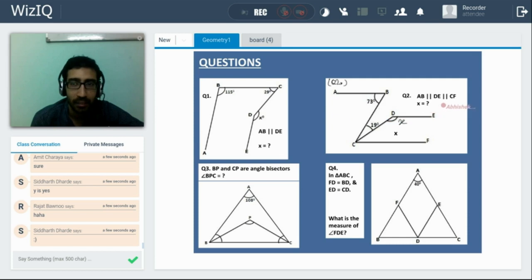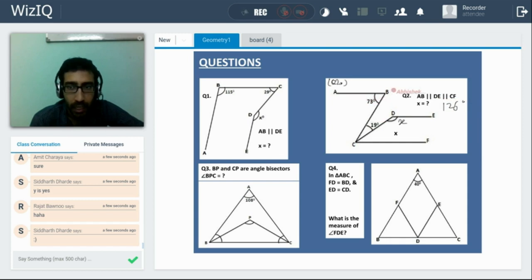Is question number 2 clear? Question number 2 happens to be 54. 180 minus 54 would be 126. This is 126 degrees. Is the answer to question 2 clear?